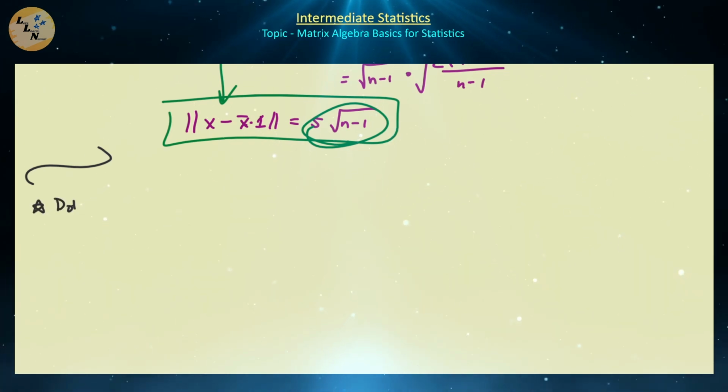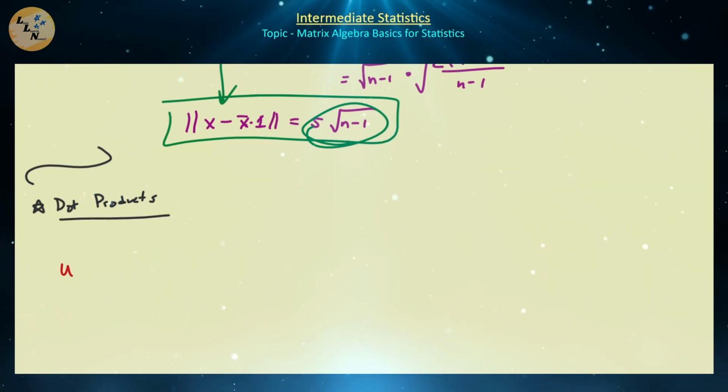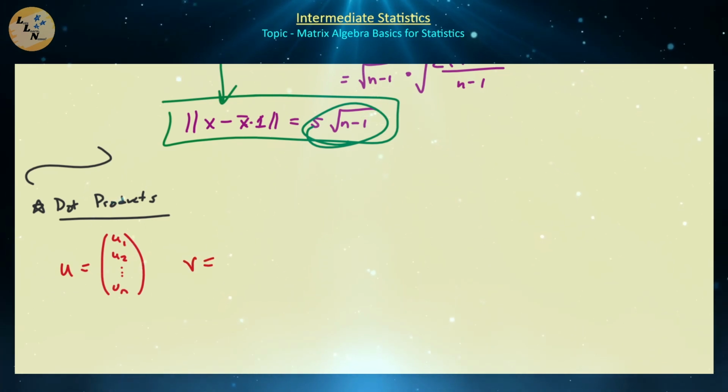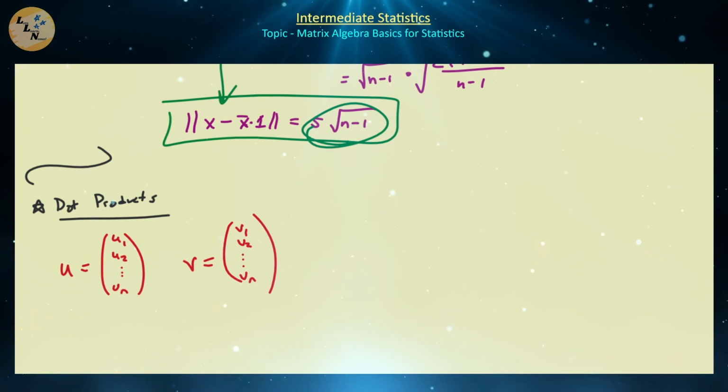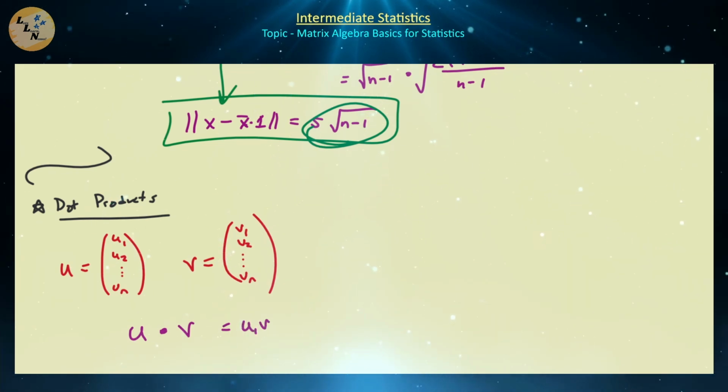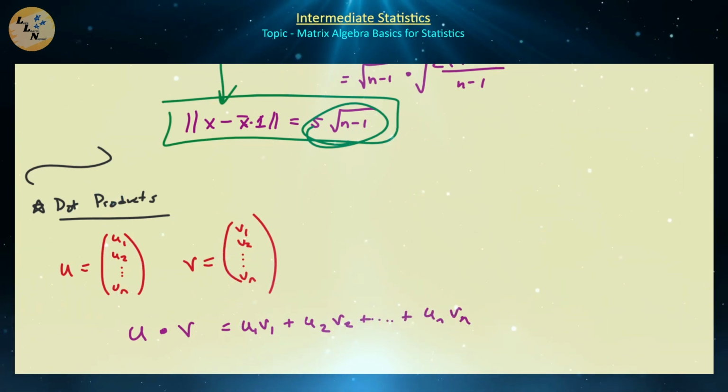The next thing I want to introduce is the dot product between vectors. So let's assume that we have a vector, let's call it u, which is going to be the elements u1, u2, all the way down to um. And then we have another vector v, which is going to be v1, v2, all the way down to vm. And we're going to define the dot product between these two vectors to be equal to u1 times v1 plus u2 times v2 all the way down to um times vm.